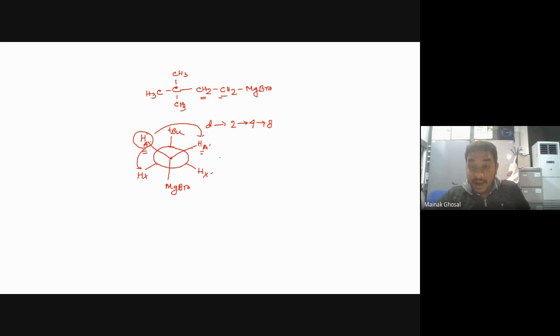Now, what happens at high temperature? Now I will explain that. If you know the structure of this Grignard reagent, it actually has a carbanion kind of structure here. Okay. Carbanion kind of structure.